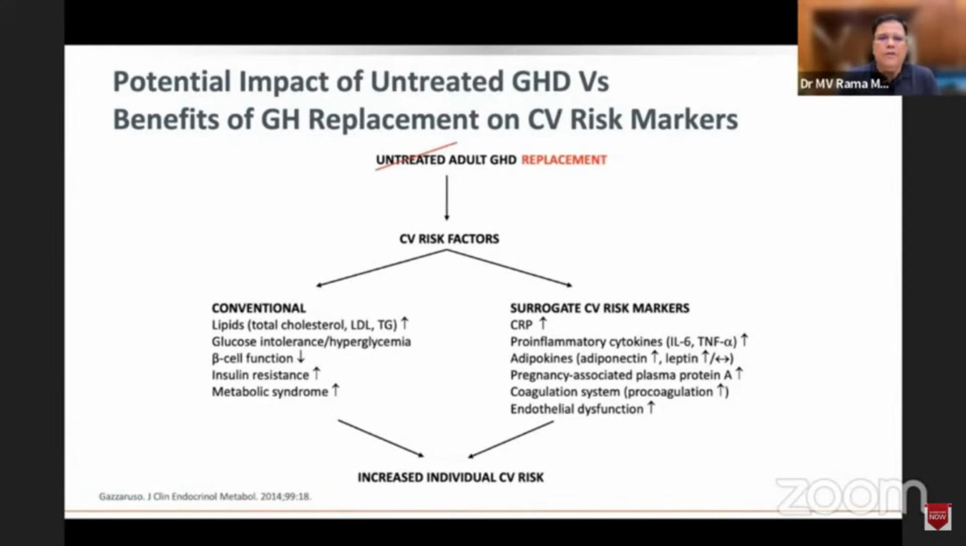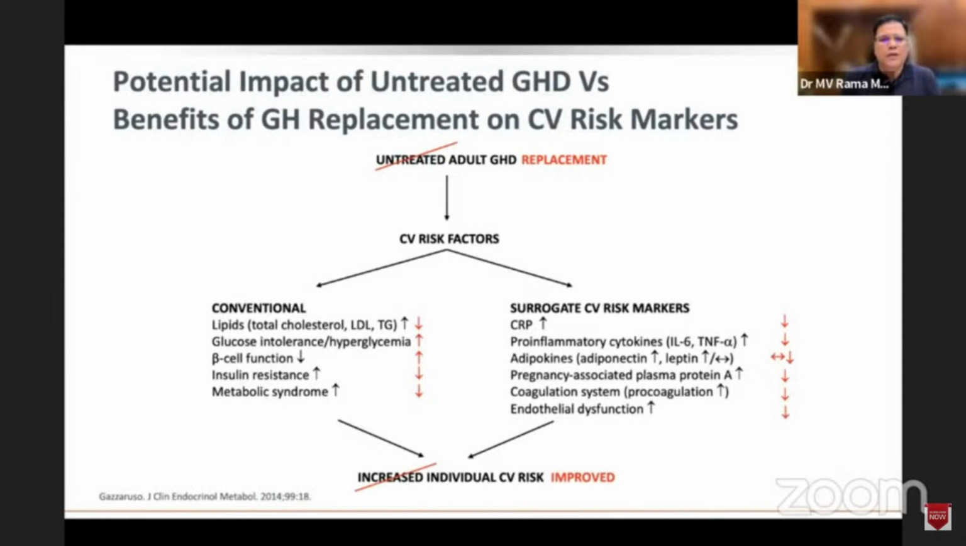If you treat with replacement, what is happening? You can see that there is a good improvement in lipids. The only thing is you may have hyperglycemia. Otherwise, insulin resistance decreases, metabolic syndrome improves, and the inflammatory markers come down with replacement of growth hormone, and there is an improved CV risk in this situation.